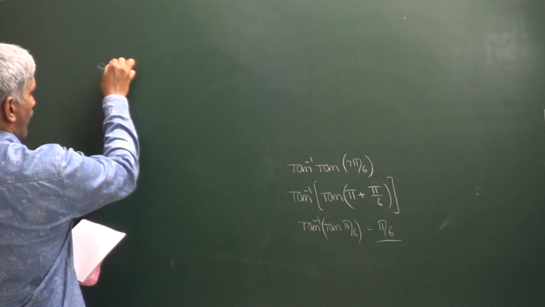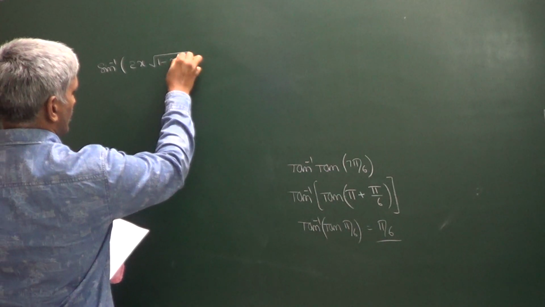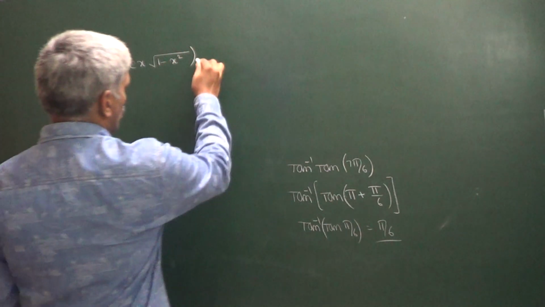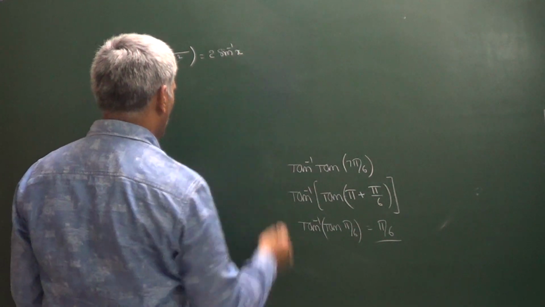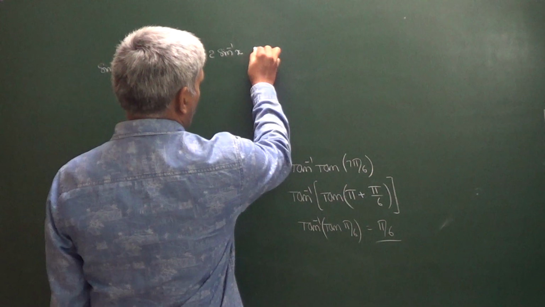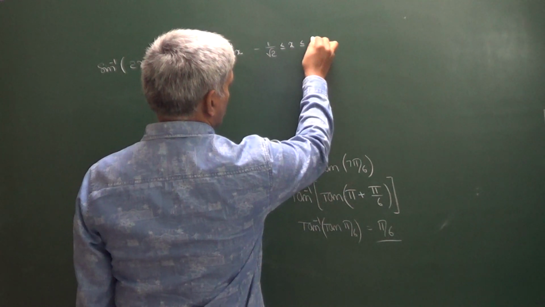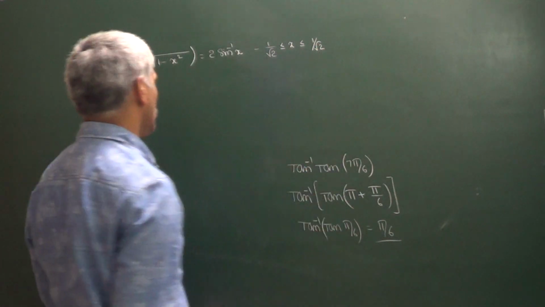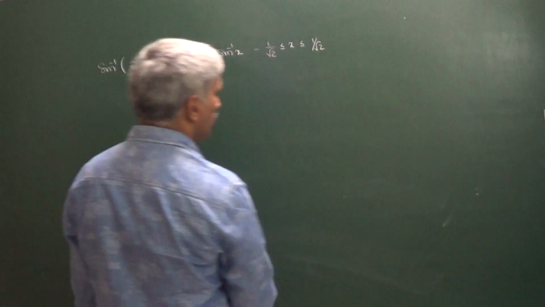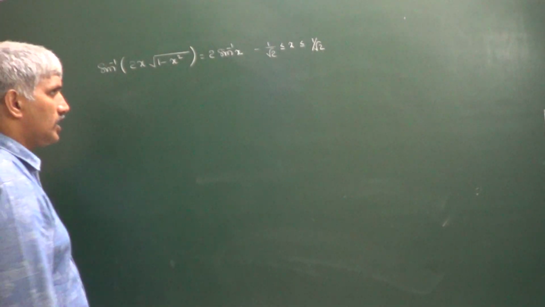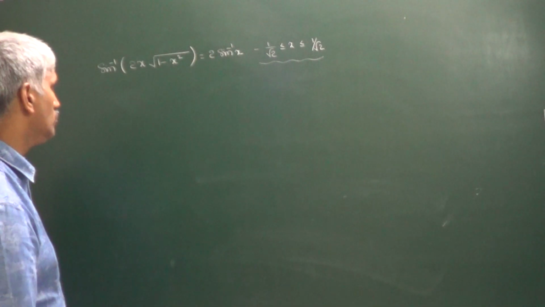So this is another question. Sine inverse of 2x into root of 1 minus x square. We have to show this is equal to 2 times sine inverse x, under the condition minus 1 by root 2 less than or equal to x less than or equal to 1 by root 2.